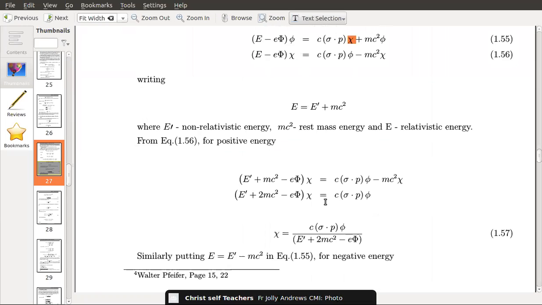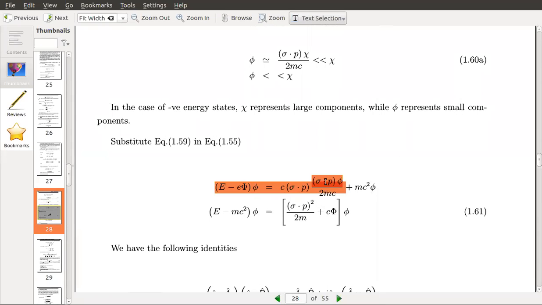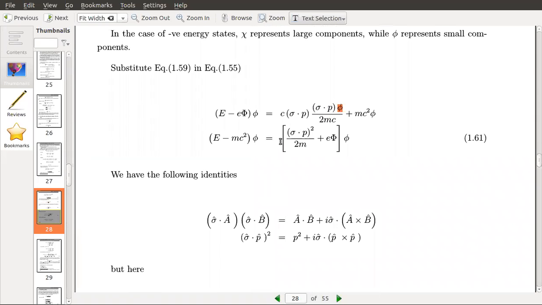So we get E minus E phi equal to c sigma dot P, already. Now this is chi; substitute for chi. So in all three terms, phi comes. Mc square phi. Now let this mc square come to the left side and E phi go to the right side. So E minus mc square phi equals sigma dot P into sigma dot P, you can write sigma dot P whole square divided by 2m. C cancels. Then E phi all into phi.